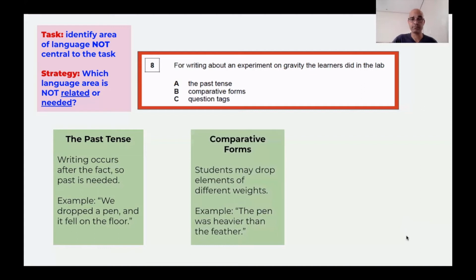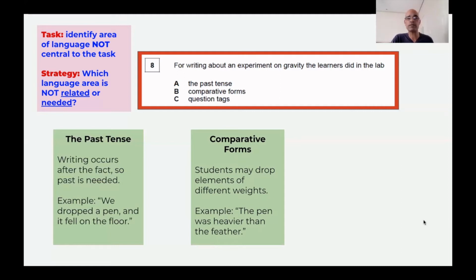Comparative forms. Well, comparative forms are also needed because during the experiment itself, students may drop different types of objects to see which ones fall more quickly or less quickly. So for example, students may drop elements of different weights, as in the pen was heavier than the feather, therefore it fell more quickly. This is an example of what students may write in the report.